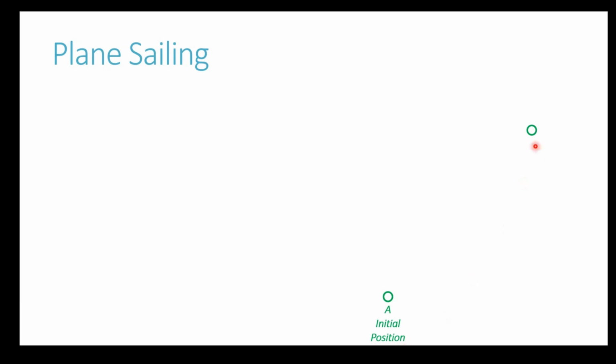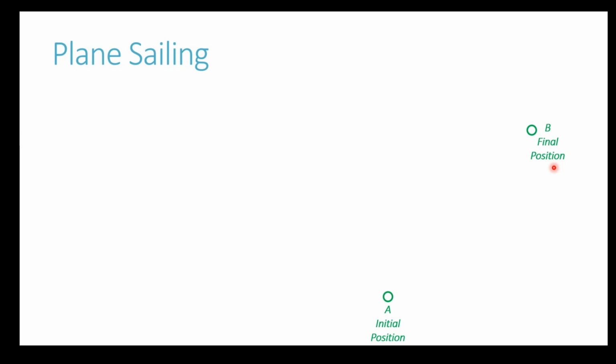Let's assume that the vessel wants to reach this particular position displayed on the screen now. I'm highlighting it with my laser pointer. So this is our destination position. Let's mark it as B. This is our final position where we want to go. Now we know what is our initial position, and we know what is our destination.